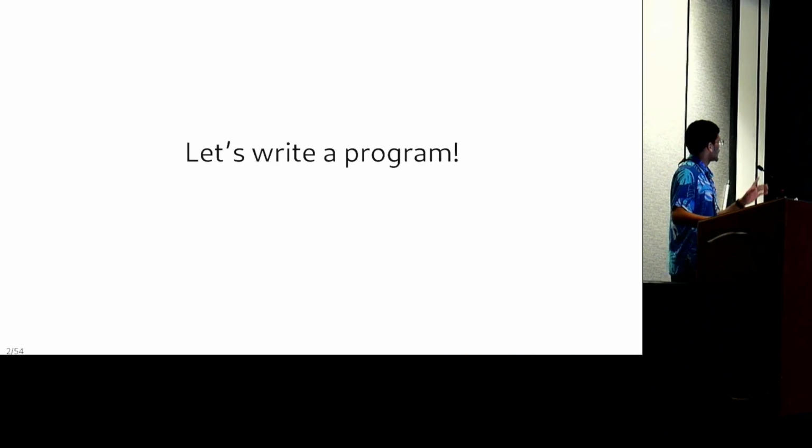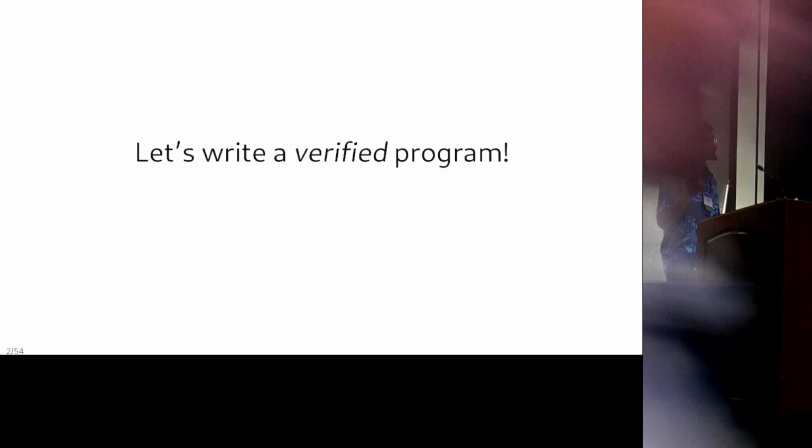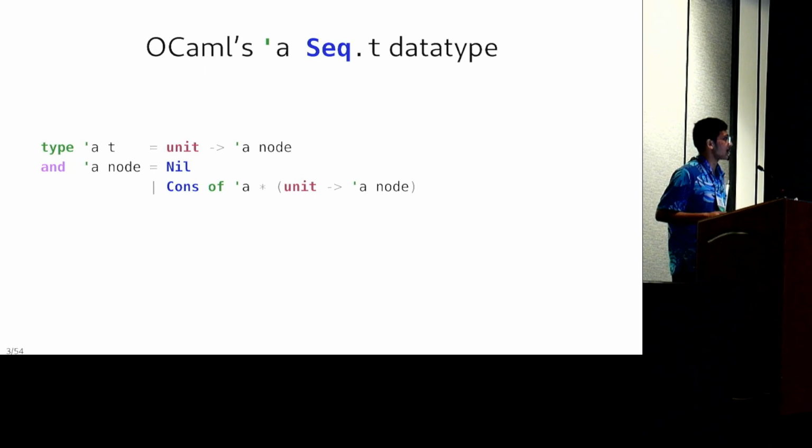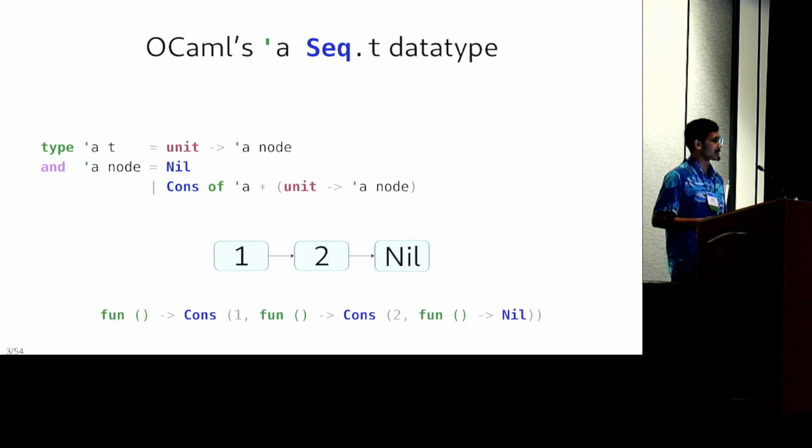So just to keep things interesting, today we're not just going to be writing a program, we're going to be writing a verified program. More specifically, our programming task is to write a function to convert a sequence to an array. Sequence here refers to OCaml's sequence data type, which is a sort of lazy list. A sequence is nothing other than a function, unit to node, that can be evaluated or forced and will return either a nil or a cons of a head and a lazy thunked tail. For example, to represent a sequence containing 1 and 2, we can simply use the following expression.